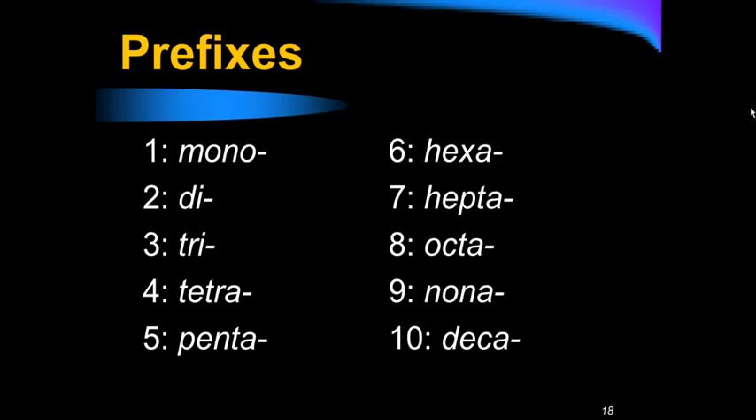And here are the prefixes that you need to memorize. Obviously, they go above 10, but we're only going to worry about the first 10 here. And a lot of these you already know, mono, deca, this kind of thing. A few of you may not be familiar with nona for 9. And you have to remember that 2 could be bi in some cases, but in chemistry it's always di. And 4 isn't quad, it's always tetra.